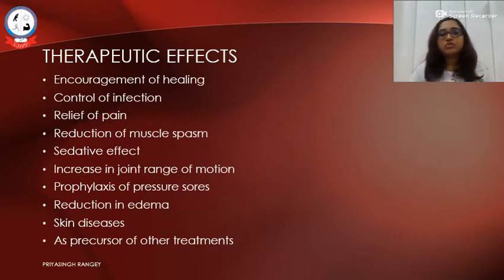Heating can also be used to control certain infections, as we know that the dry methods of heating, like say IR radiations or UVR radiations, we know that infrared radiations of the C type and UVR radiations of the C type both have abiotic effects, that is, they can be used for killing certain microorganisms. Thereby, we can use these modalities in order to kill the surface bacteria that might be present, hence leading to a control of infection.